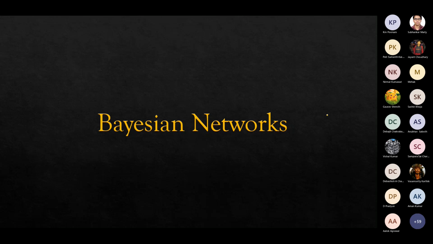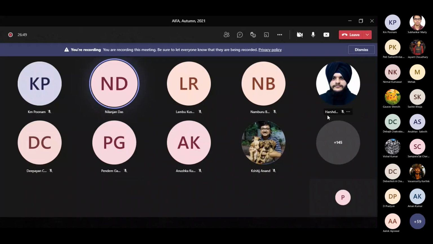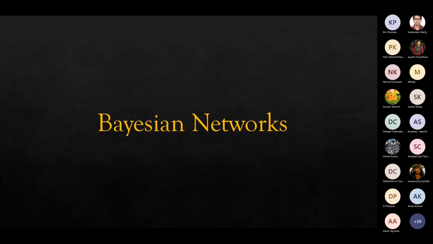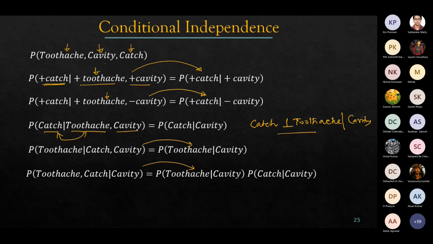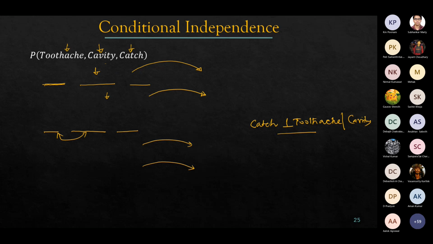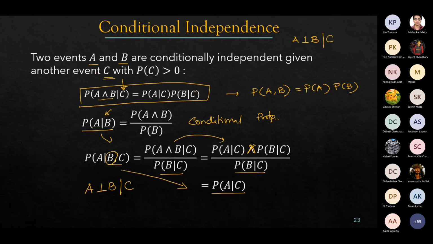Sir, excuse me. Yeah, yeah. Sir, yes, sir. I was muted, so I was unable to speak. Sir, can you go to the previous slide? This one? Before that, sir. Before that one. This one. Yes, sir. Yeah.